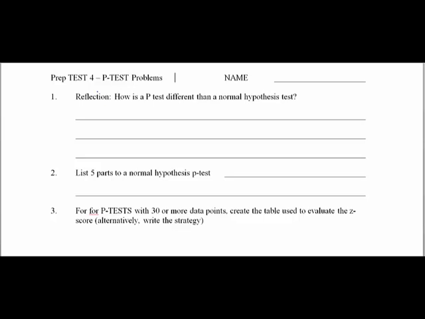I'm going to ask you some general questions, and some of these may have shown up on the other practice test. How is a p-test different than a normal hypothesis test? The major difference is that we compare the percentages instead of comparing the actual z-scores or the t-scores.